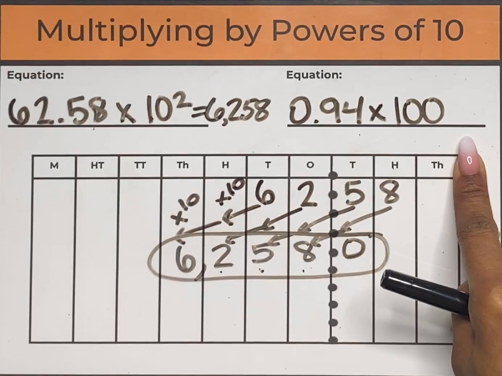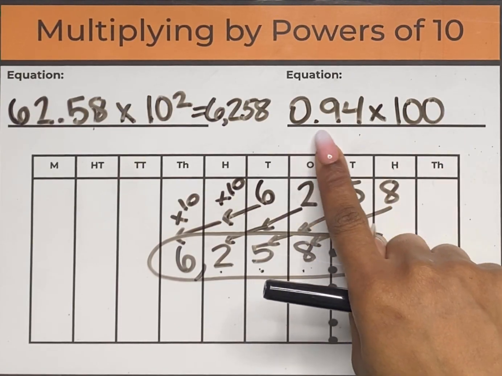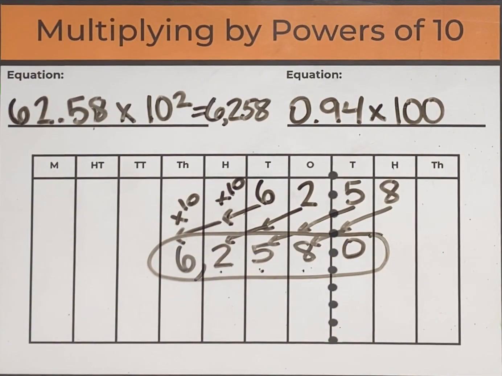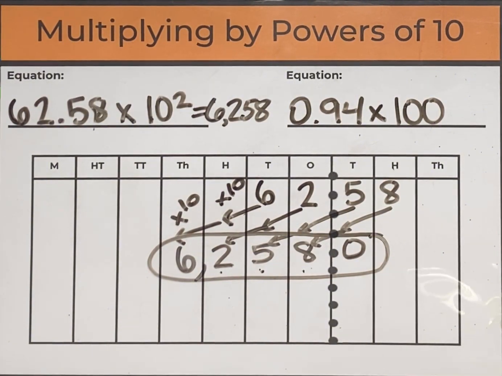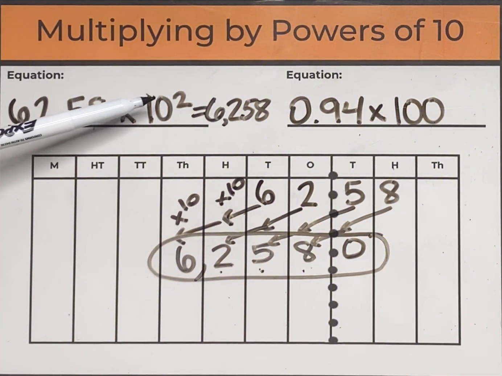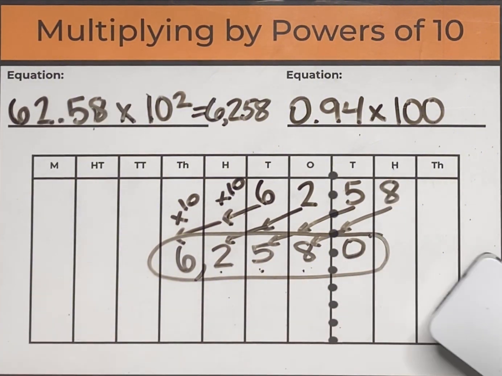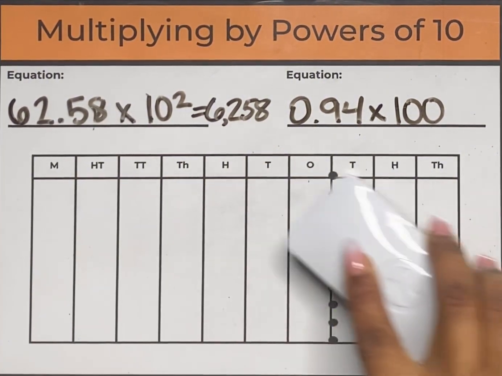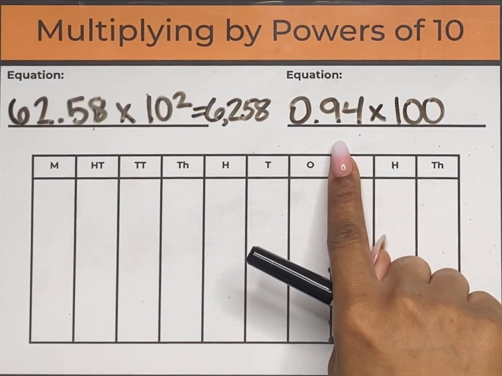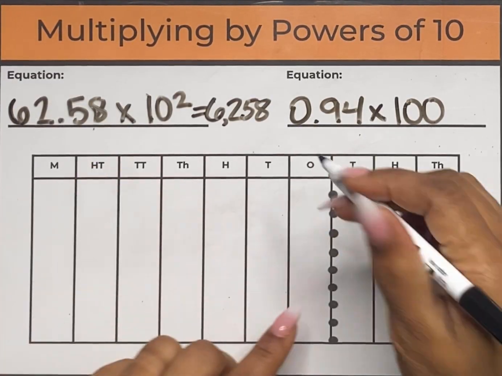Let's try another one. 9,400 hundredths times 100. Again, we're still multiplying by powers of 10, but this time, instead of it being written in exponential form, which is what you saw before, it's now in standard form. We're going to follow those same steps. We're going to first take the number and place it in our place value chart.